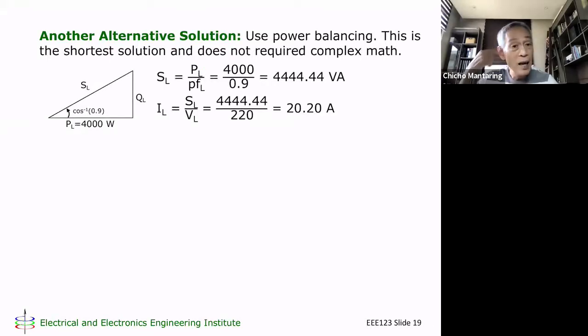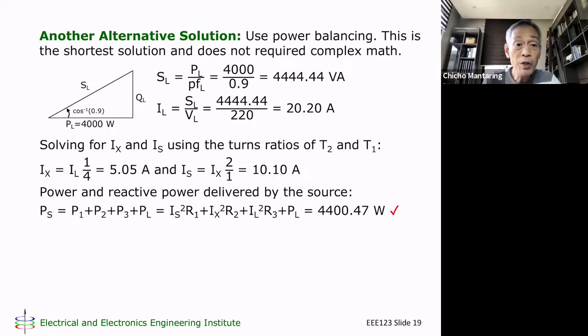I can get from S of L, from the apparent power delivered to the load, the magnitude of my load current. The way we computed this earlier was through complex power. But actually, if I'm just interested in the magnitude, I don't have to use the complex power formula. I just get the apparent power and I divide it by the voltage across the load, and I'm going to get the RMS value of my load current.